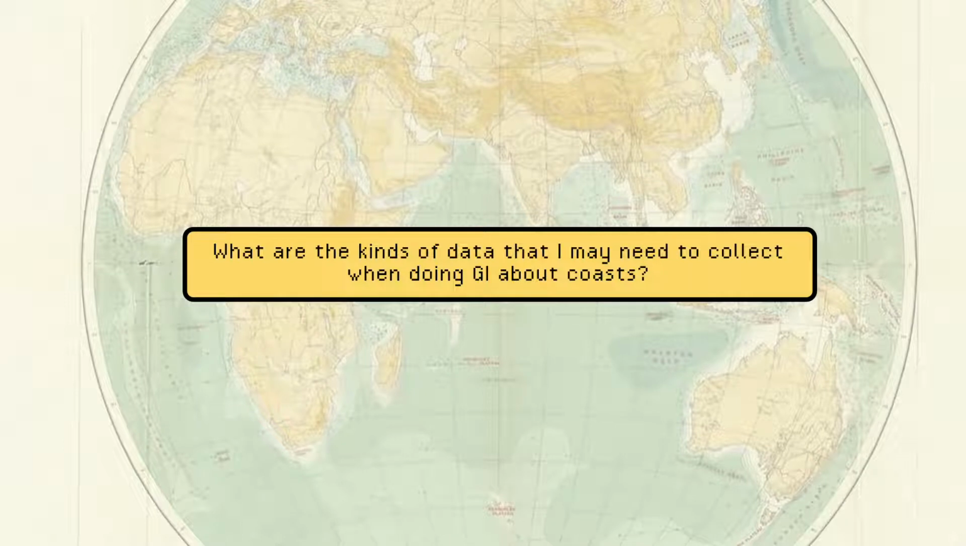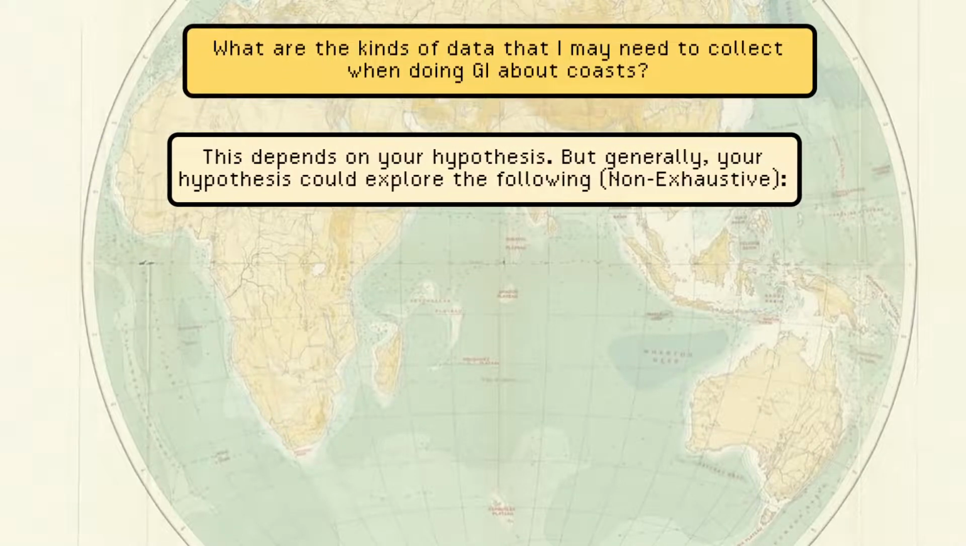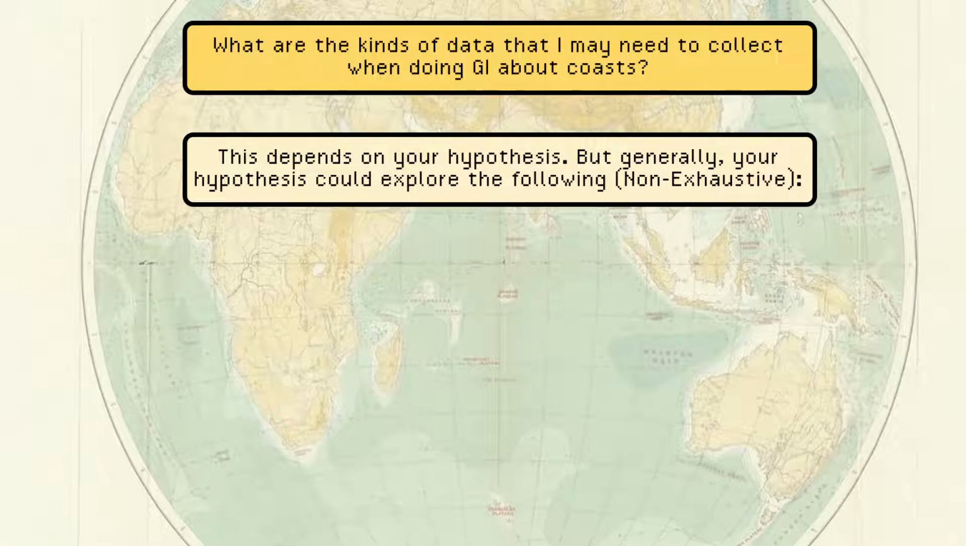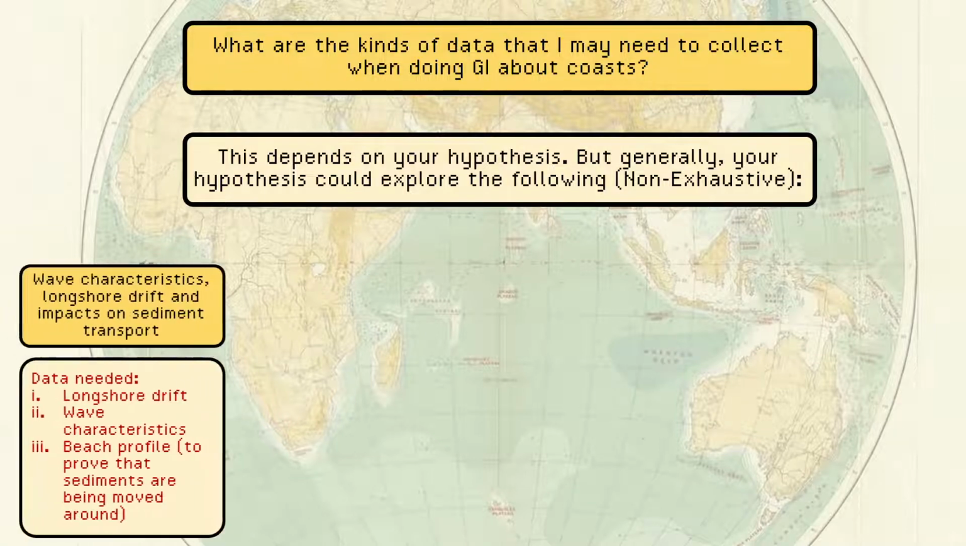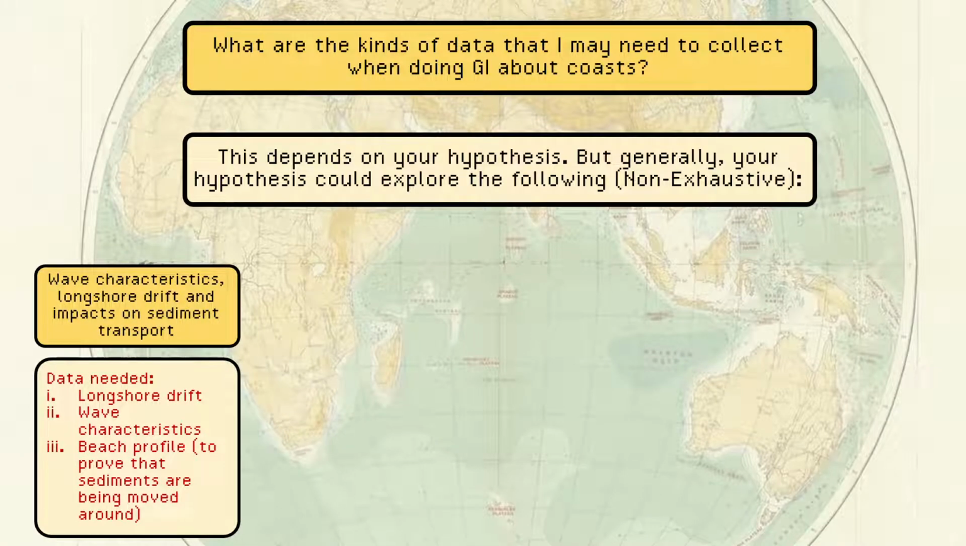Alright, so then that leads us to the question, what are the kinds of data that I may need to collect when doing GI about coasts? Well, again, this depends on your hypotheses. It depends on what you are studying. But generally, your hypothesis could explore the following when you're doing GI about coasts. Firstly, you can explore wave characteristics, longshore drift, and impacts on sediment transport, and try to find a relationship between these different variables. So when you're exploring these things, the type of data that you need will be with regards to the longshore drift, wave characteristics, beach profile that prove that sediments are being moved around. So we will explore how to actually find this data in the later sections.